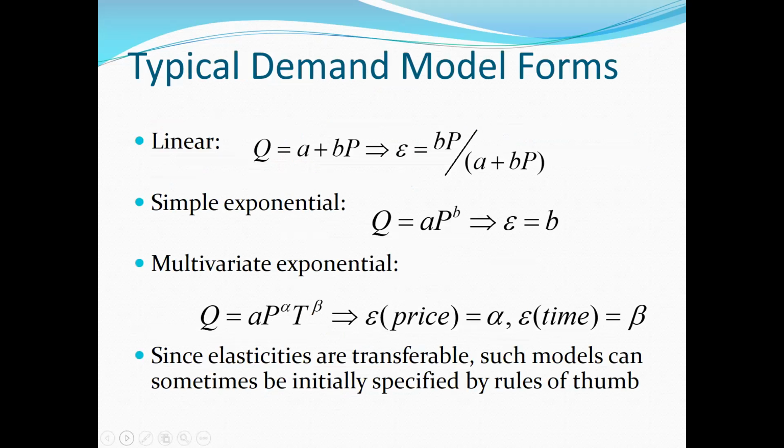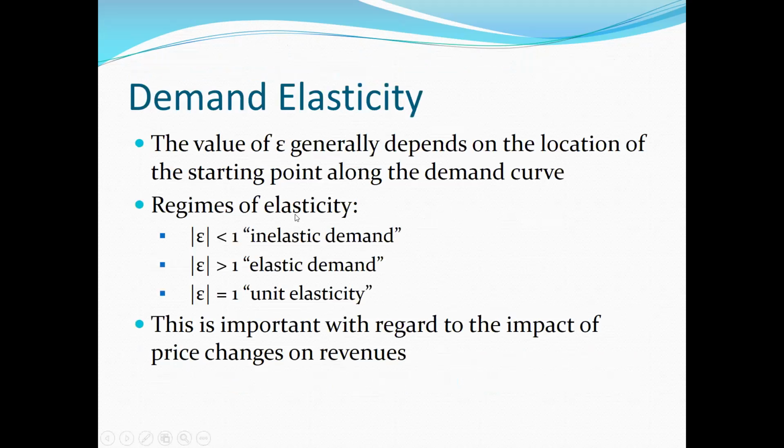There are some other demand model forms. You could have a linear demand function with a negative slope, and then you could define epsilon. If you had a linear demand function, Q will be equal to A plus B times P, where A and B are constants. If you solve for epsilon, you can figure out what it is going to be, because remember, the definition of epsilon is right here.